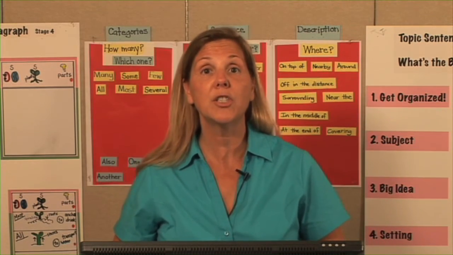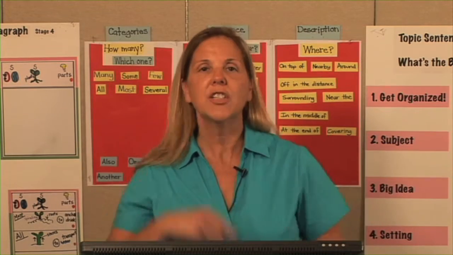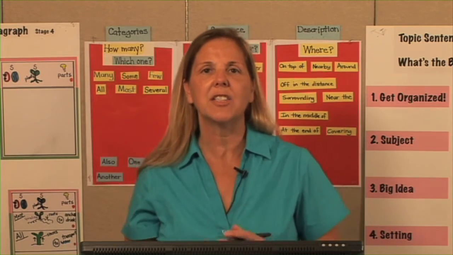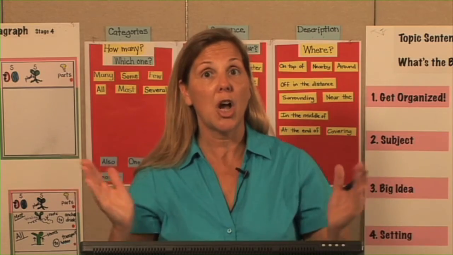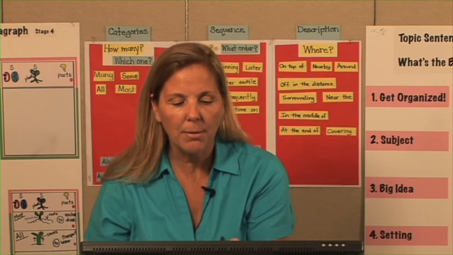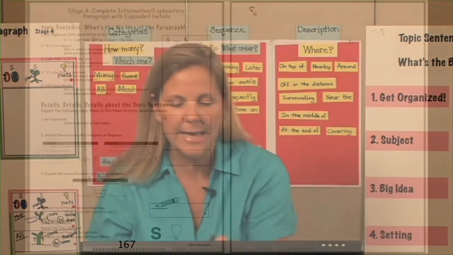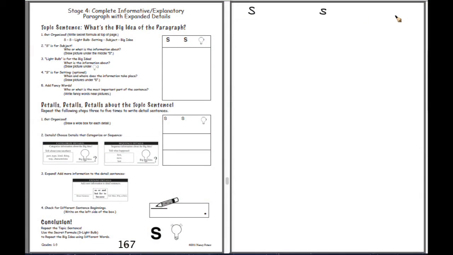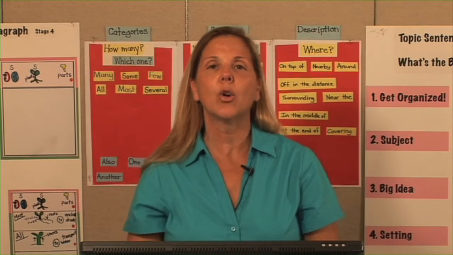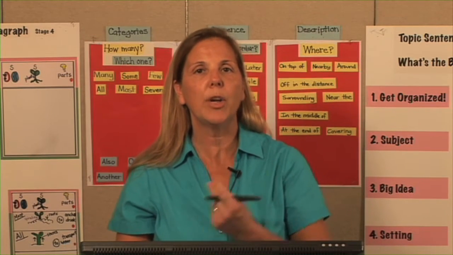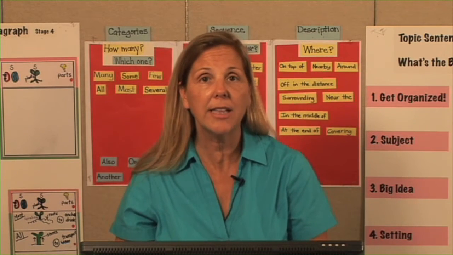We're going to follow the steps to write a topic sentence. Step 1, get organized. We need our secret formula for our topic sentence. So we go to the top of our page and we're going to write S, light bulb. And as you're doing that, you're always saying to the children to keep them going quickly in the lesson. Look how quickly you're writing that down.